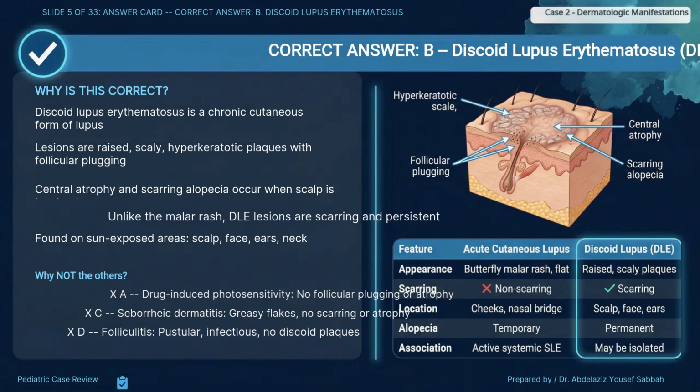Lesions are raised, scaly, hyperkeratotic plaques with follicular plugging. Central atrophy and scarring alopecia occur when the scalp is involved, and unlike the malar rash, discoid lupus erythematosus lesions are scarring and persistent. They are found on sun-exposed areas including the scalp, face, ears, and neck. Seborrheic dermatitis causes greasy flakes without scarring. Folliculitis is pustular and infectious, and photosensitivity reactions do not produce follicular plugging or atrophy.